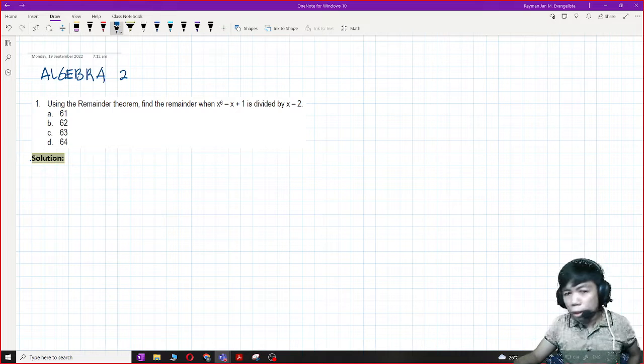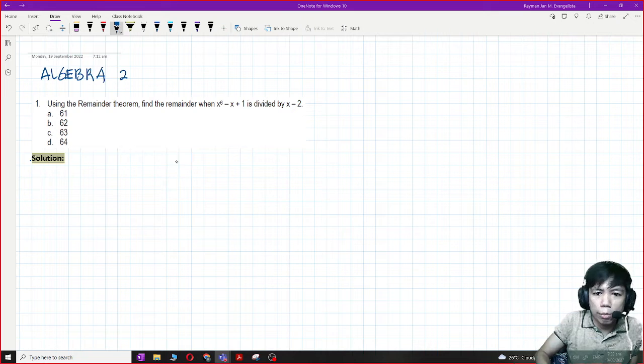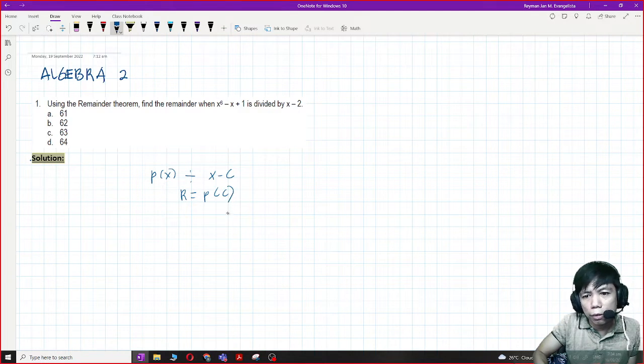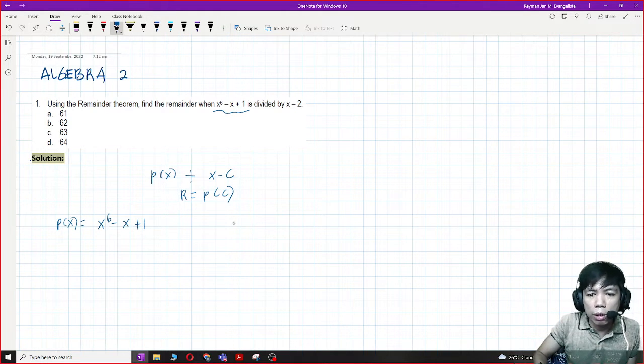Okay, so number 1 for Algebra 2. Using the remainder theorem, find the remainder when x raised to 6 minus x plus 1 is divided by x minus 2. Remember, na-discuss ko na to last time. Pag meron tayong p of x, sabi sa remainder theorem, when p of x is divided by x minus c, yung pagkuha ng remainder is the same as evaluating p of c. So the remainder is equal to p of c. Yung given polynomial, let that be p of x equal to x raised to 6 minus x plus 1, and then our divisor is x minus 2.